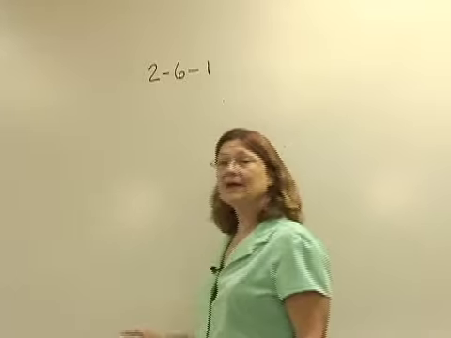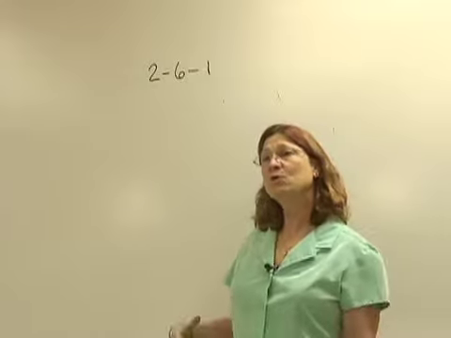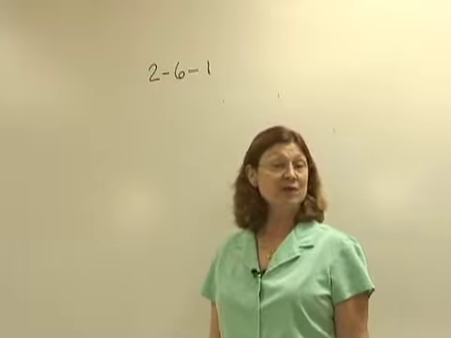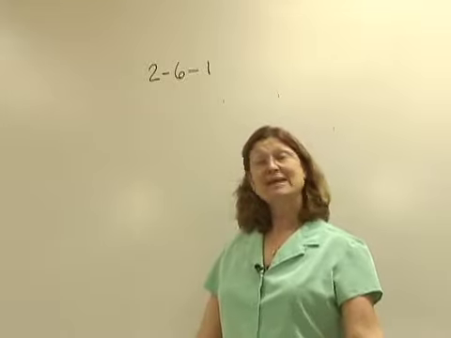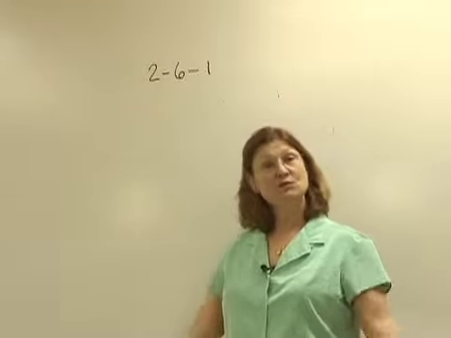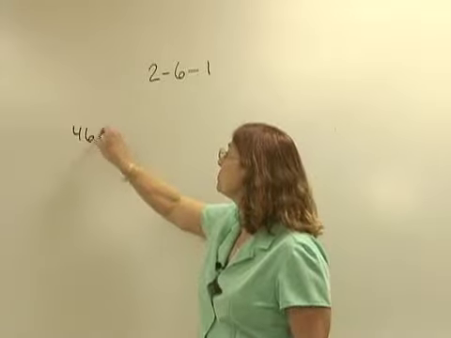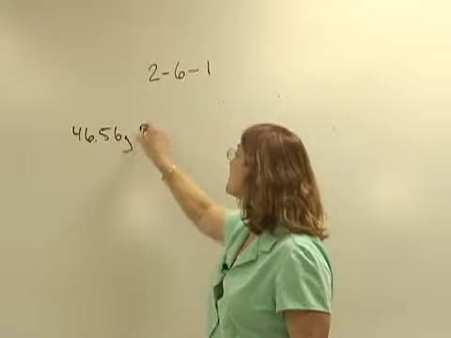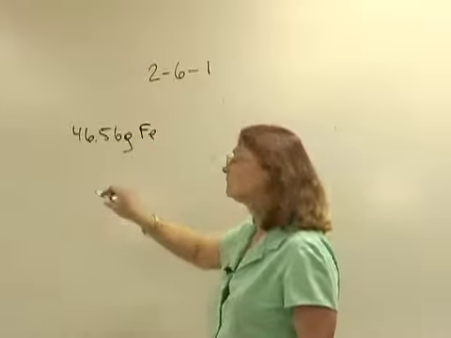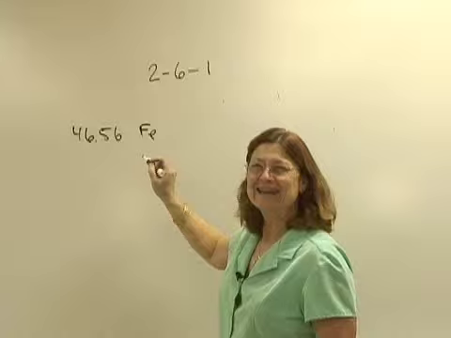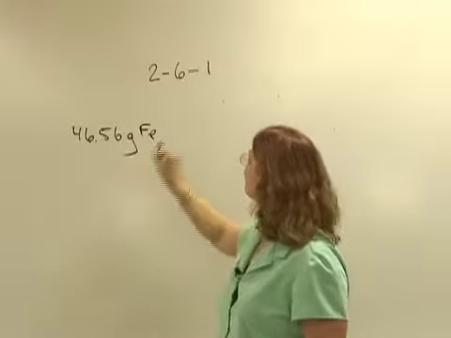We are given a percentage, so what we're going to do is assume that we have 100 grams, just like we have 100%. So every percent is equal to 1 gram. And I've been given 46.56 grams of iron. And I need to change my grams to moles.